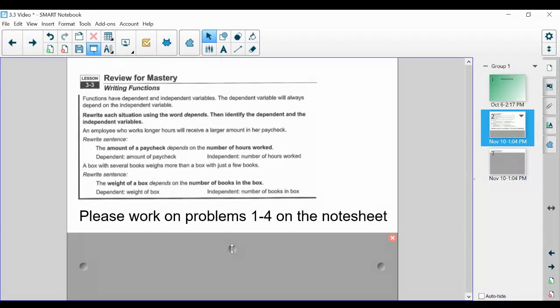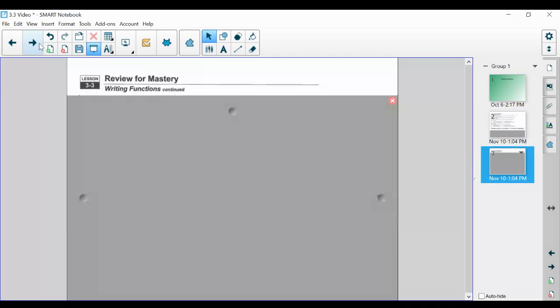With this in mind, please work on problems 1 through 4 on the given note sheet and resume when you are ready to move on.